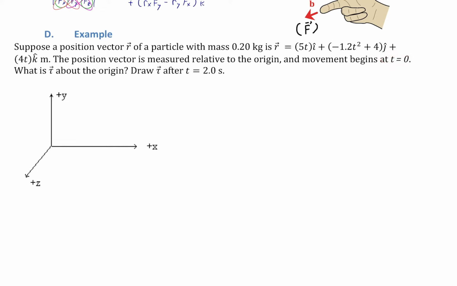So that would be the original position at t equals 0, and the only thing that would be non-zero would be that 4j hat component. What is the torque about the origin? And then draw the torque at a particular time, 2 seconds. Okay, so how do we go about doing this?